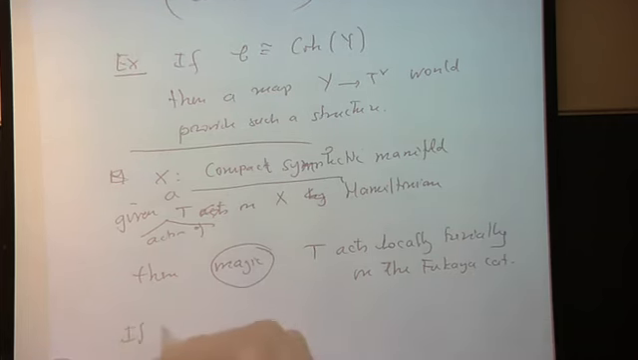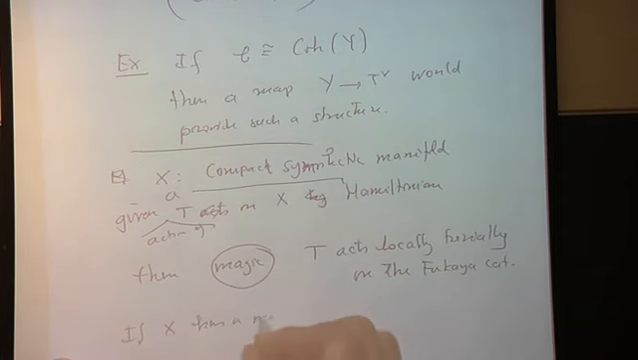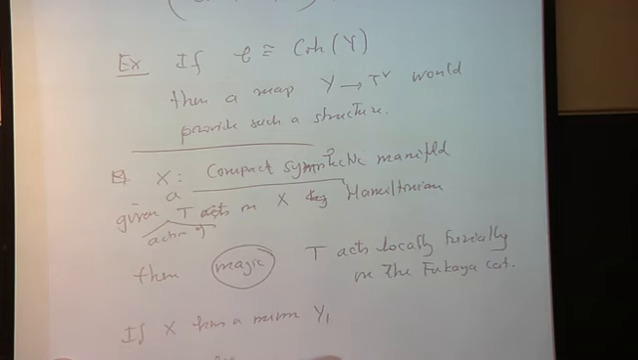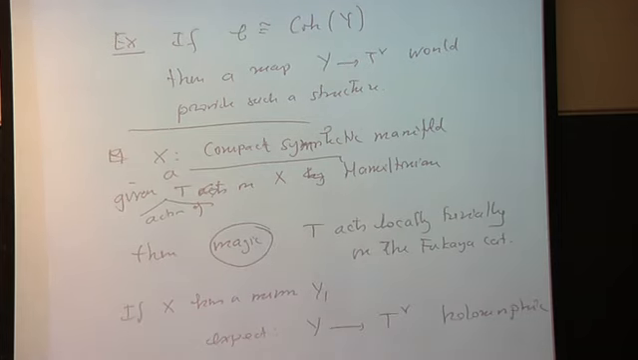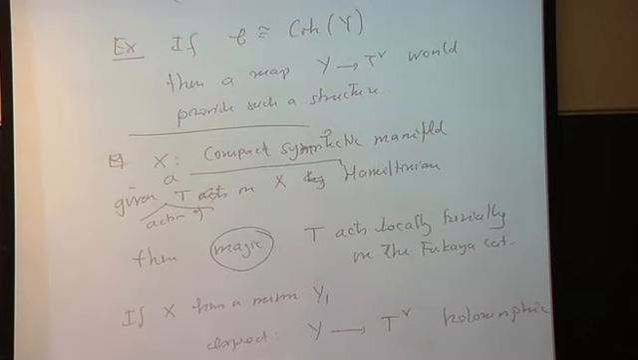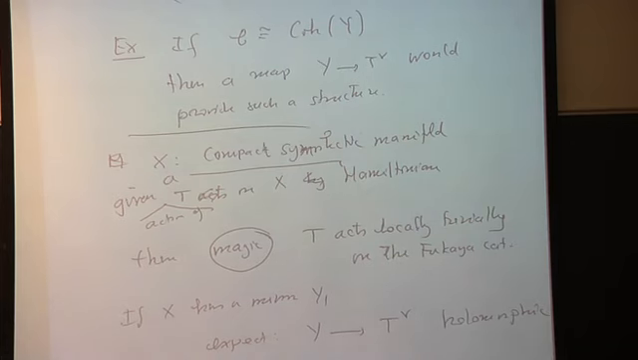So now if X has a mirror Y, then what do you expect? The holomorphic map from Y to T check. Maybe even algebraic if you're lucky. And if you have that, then this completely captures the action on the Fukaya category of the action of T over X.